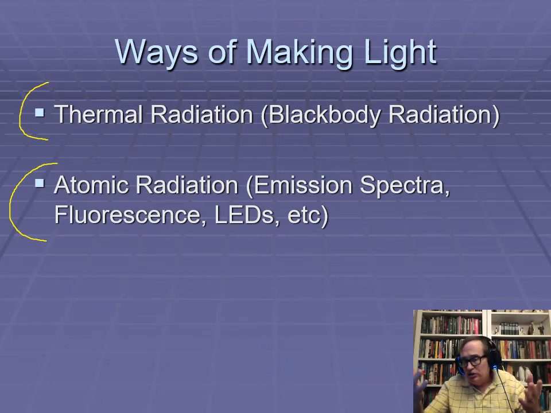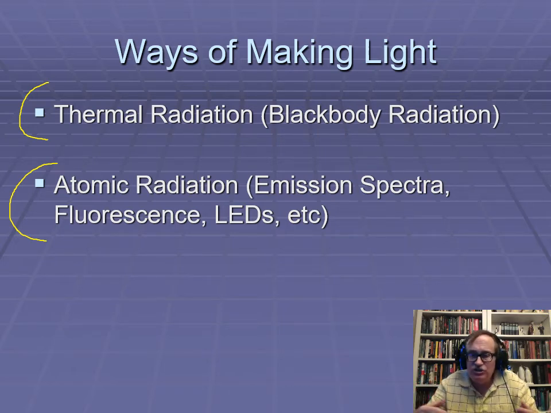Fluorescent lights, that's another way of making light that involves the atoms themselves doing it. Or LEDs, that's another example here in which you're talking about atomic levels, atomic energy levels. It's a little bit more complicated than that because it's a semiconducting device.